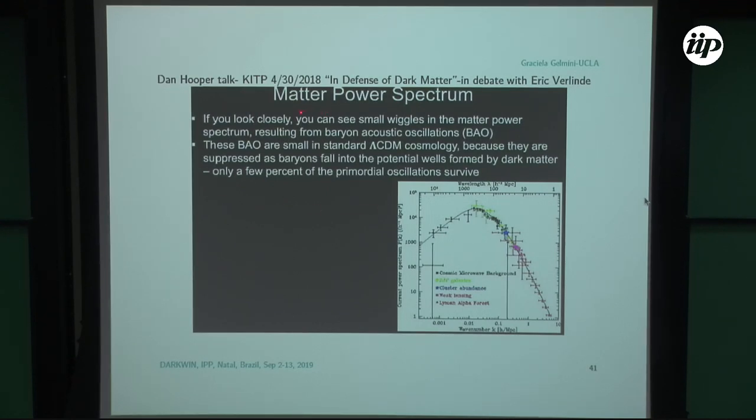So what about the matter power spectrum? I showed you there are these wiggles here in the matter power spectrum. And these baryon acoustic oscillations are relatively small. This is because of the effect of dark matter, because these oscillations are suppressed as baryons are falling into the potential wells from dark matter. So the potential wells are increasing. So when it expands, the expansion is always a little bit less than the contraction. The contraction becomes a little stronger than the expansion. And this is because the potential wells in which these oscillations happen are growing. So this is very difficult to reproduce.